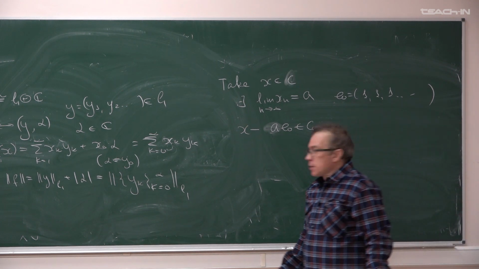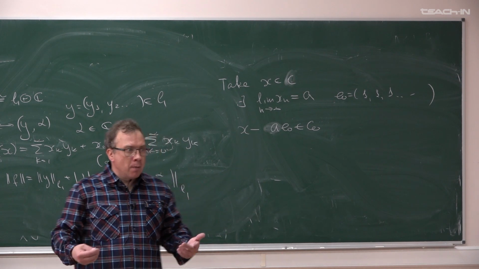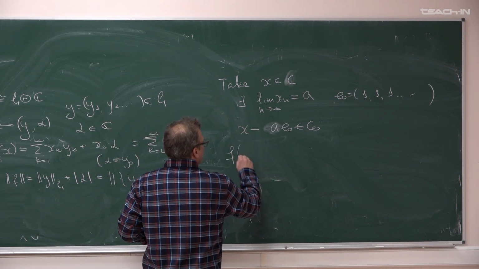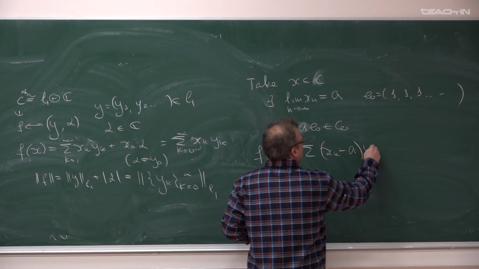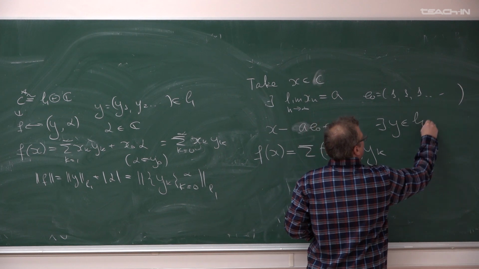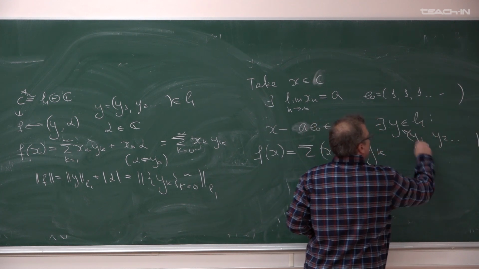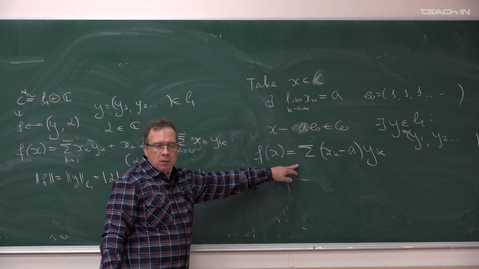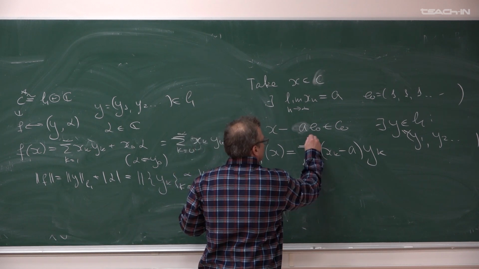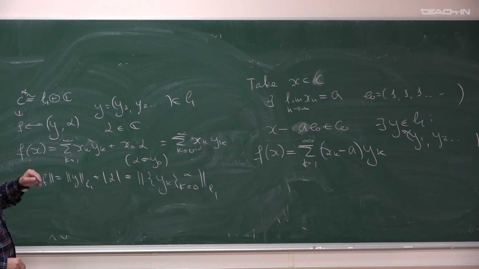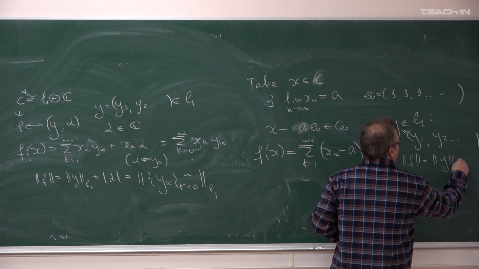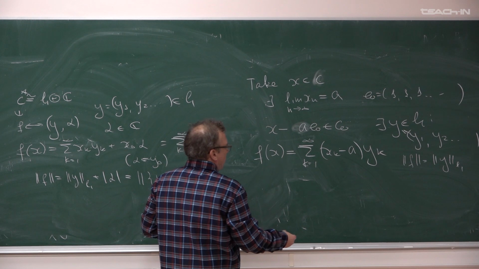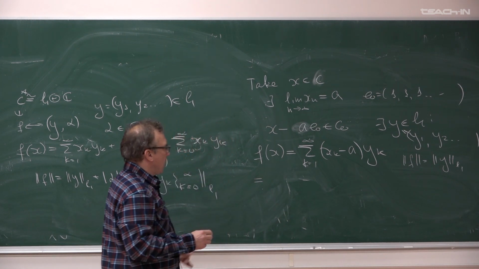So by the previous theorem, we immediately know that for f on this element there exists y from L1, y1, y2, and so on, so that this functional looks like this on C0. Because we know the description of functionals on C0. It is isometrically isomorphic to L1. And the norm of this functional is just the norm of y in L1.